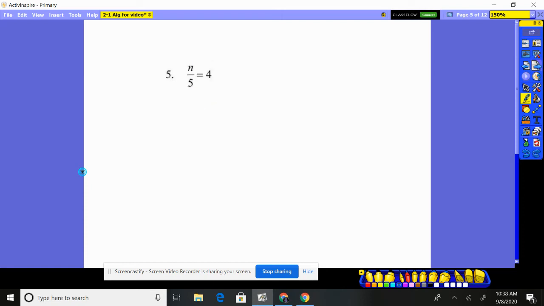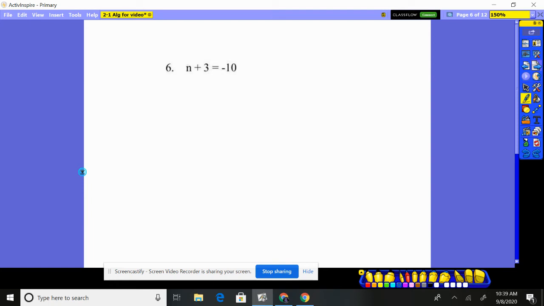Number 5, n divided by 5 equals 4. Now, how do we undo dividing? We multiply. So we're going to multiply both sides by 5. That 5 and that 5 will cancel. You'll be left with n equals 4 times 5, 20.